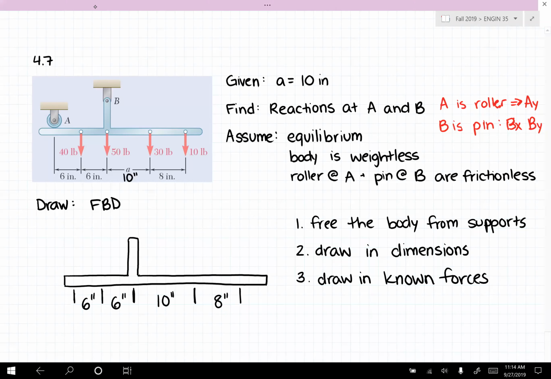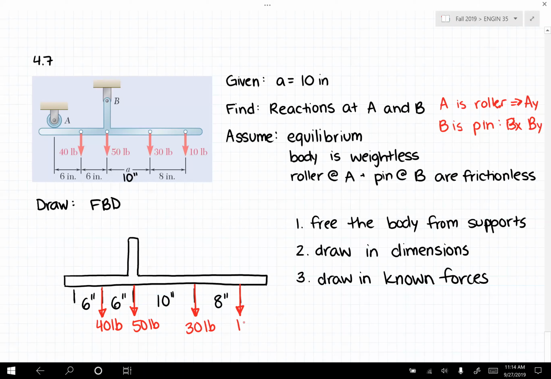So we can see we have these different red arrows here. So we have a force down here, 40 pounds, 50 pounds, 30 pounds, and 10 pounds. Once we draw in our known forces, we're going to replace the supports with our unknown forces.